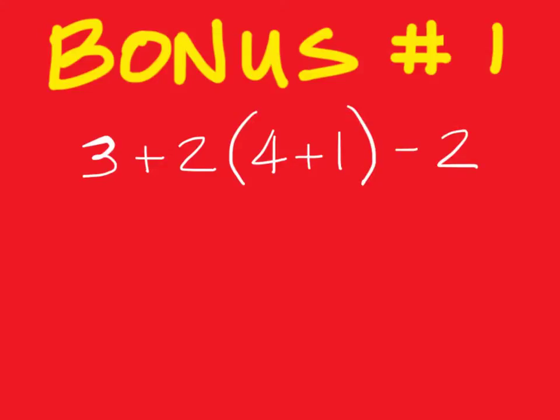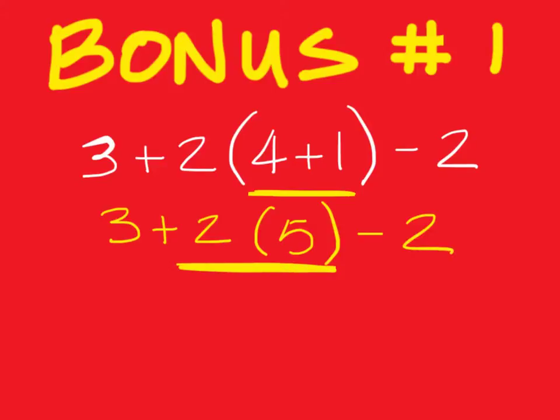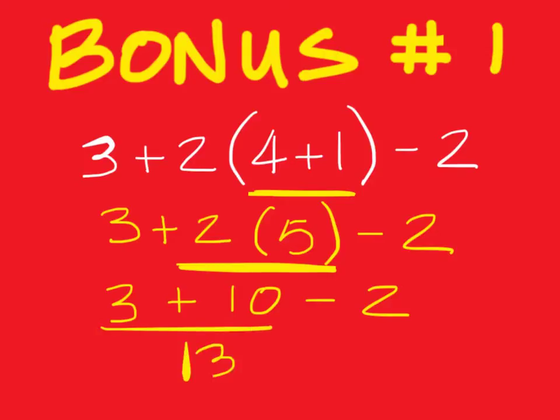The first thing you have to do in this is the 4 plus 1. So you should get 5. And then you have to multiply 2 times 5 first to get 10. And then you have to go in order from left to right. So you're going to have 3 plus 10 is 13, minus 2 is 11. Should have 11. Bonus number 2.